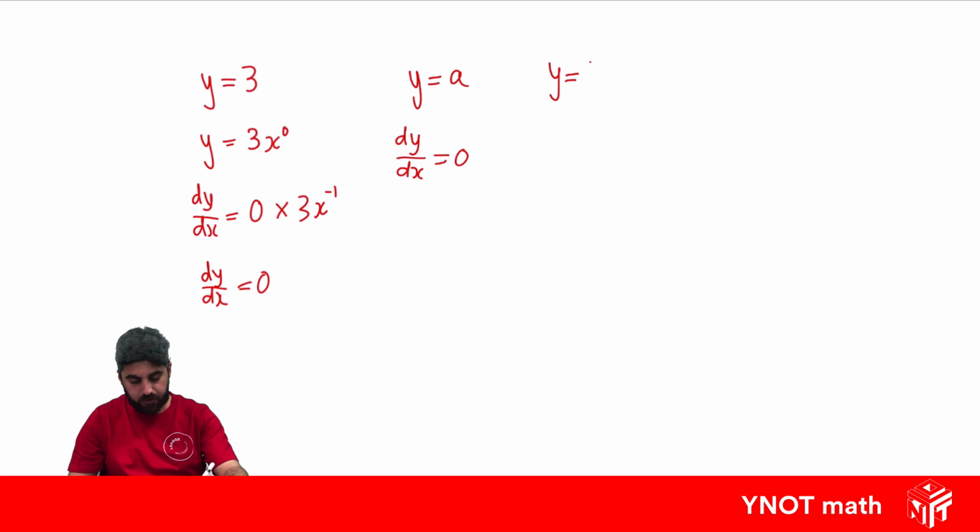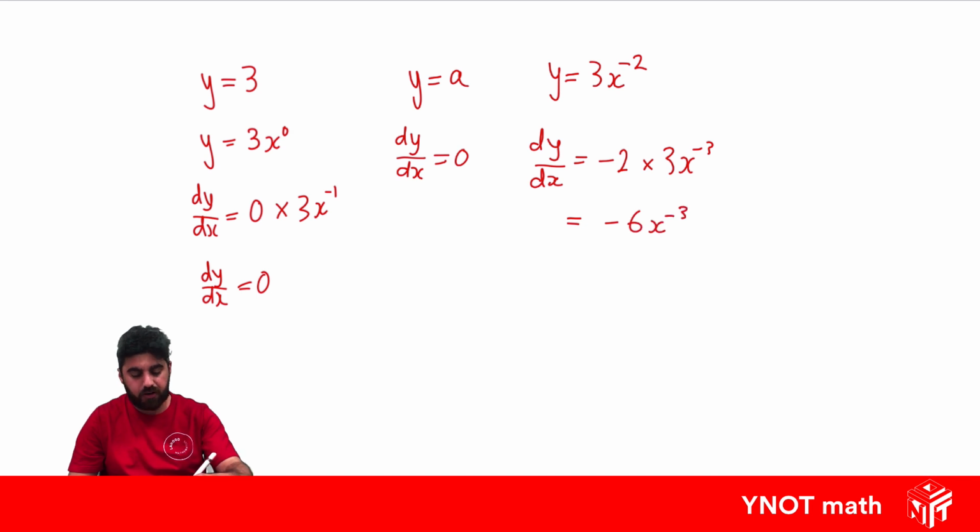What about y equals 3x to the power of minus 2? Well, it's no different if we have negative powers. We bring the power to the front, and we minus 1 from the power to give us minus 3. Minus 2 times 3 is minus 6, so we get minus 6x to the power of minus 3.